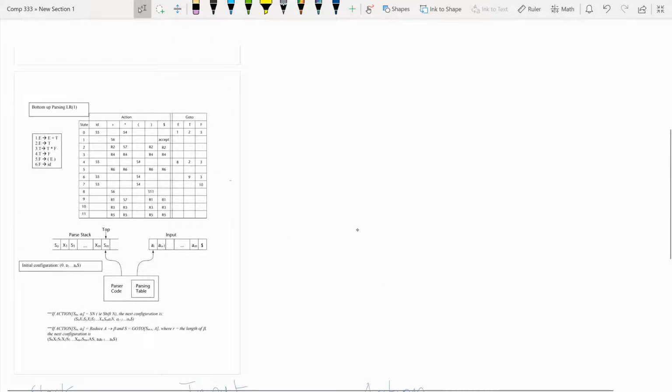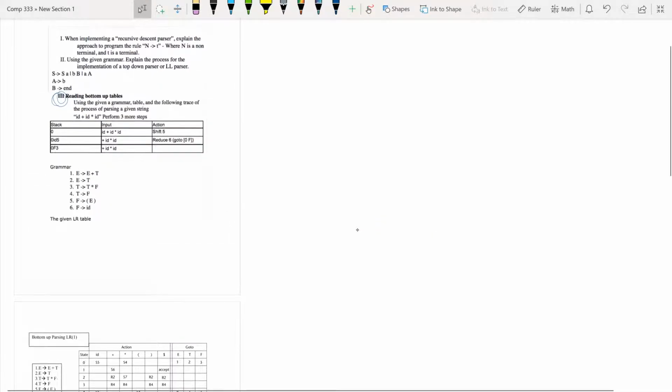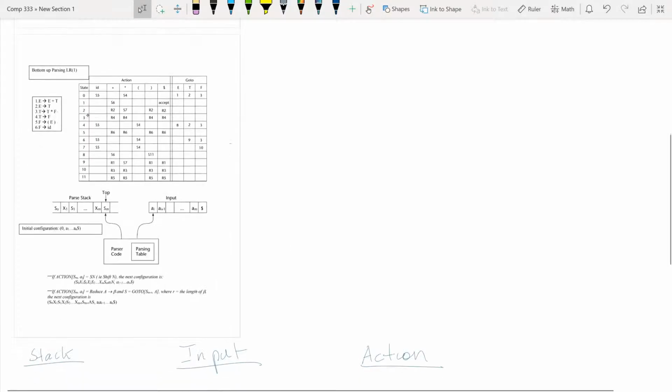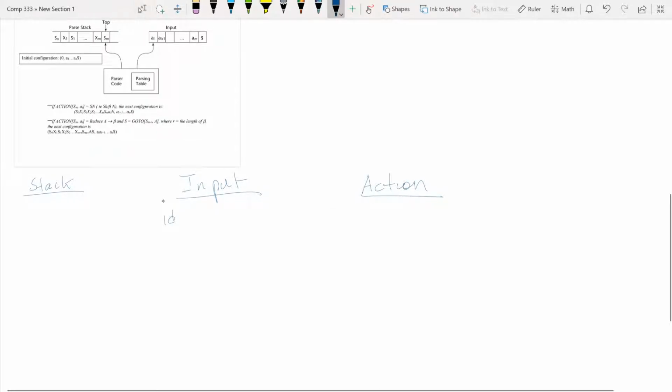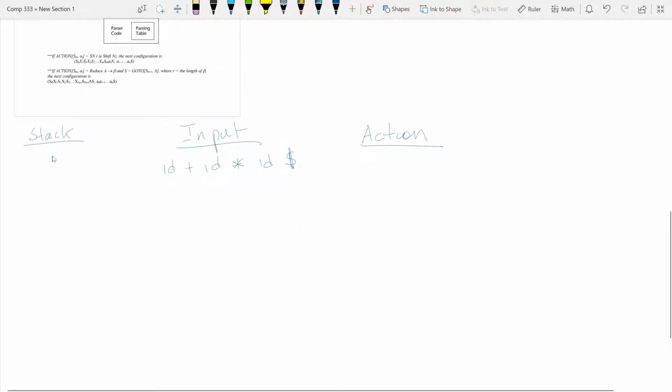Our input is whatever we're analyzing, whatever the parser has to read, which in this case will be ID plus ID times ID. It doesn't have it in the worksheet, but she tells us we add a dollar sign to it. Now the stack always has a zero, and that's pretty much what we need to start. So I'll line this up a little better, and we get zero and ID.